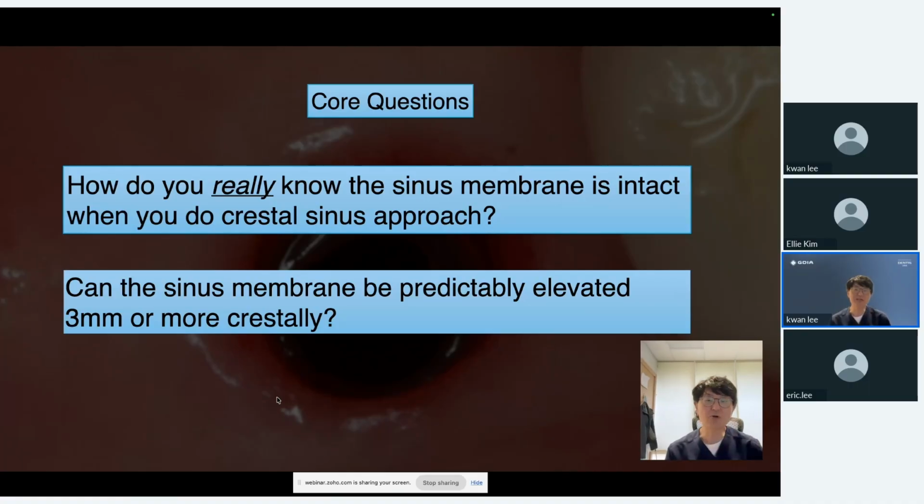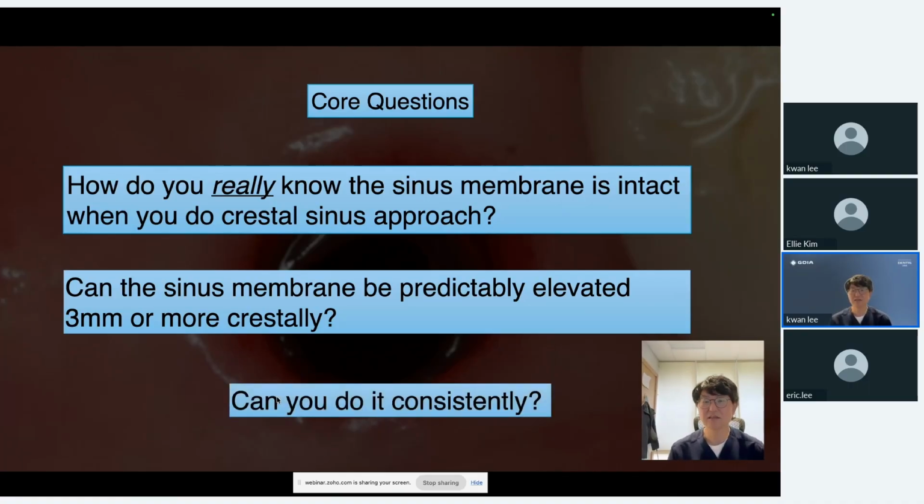And the third question is consistency. Can you do it every time? I know with crestal sinus elevation the perforation rate is most likely 20 to 30%. But I want something more predictable, something higher. I mean, if this method works on one of my patients, but what about my 100 other patients? If that doesn't happen with your other patients, then I'm not going to do it, because that's not a good thing. So these are the core questions that I want you to think about when you are looking at the crestal sinus elevation method.